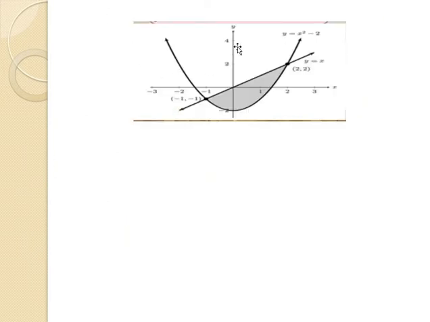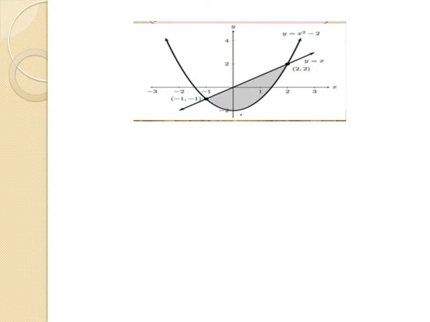As you can see in this graph, we have two curves. First is y equals x, this linear one, a line. And then we have the parabola y equals x squared minus 2. Our first step is to determine the points of intersection between the two curves. Those will be our limits of integration, a and b.